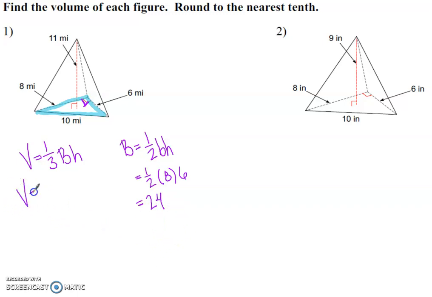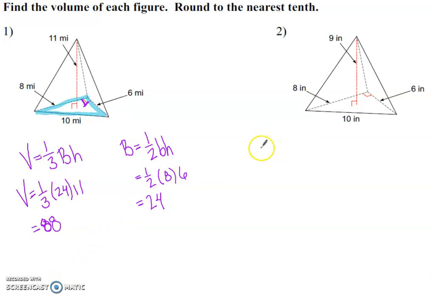Alright, I will substitute in my area of the base and the height of the pyramid, which is 11. A third of 24 is 8. And you can do that on a calculator by dividing 24 by 3. And 8 times 11 is 88. Let's try the next one.